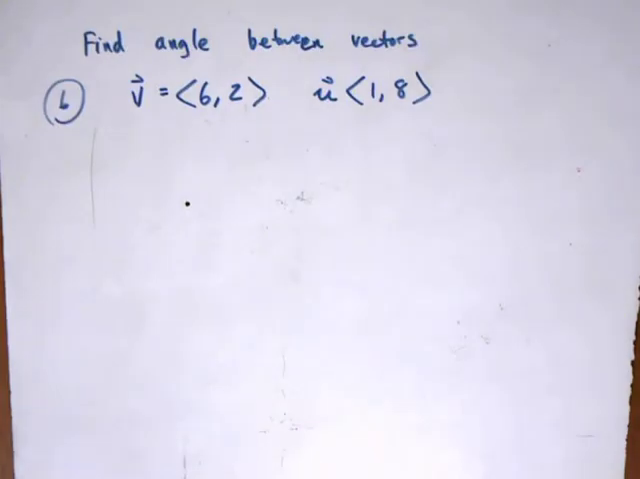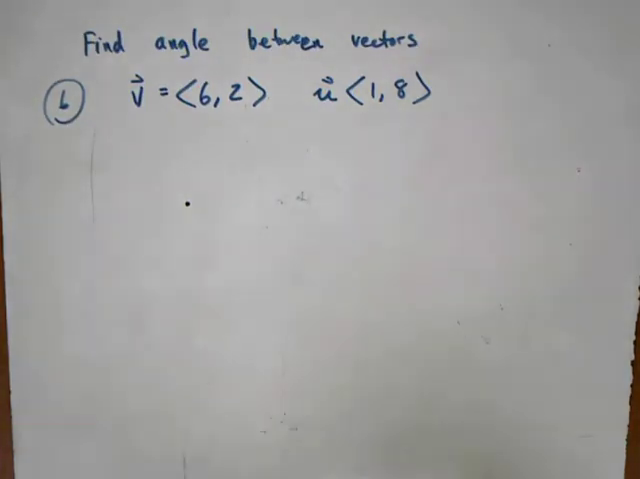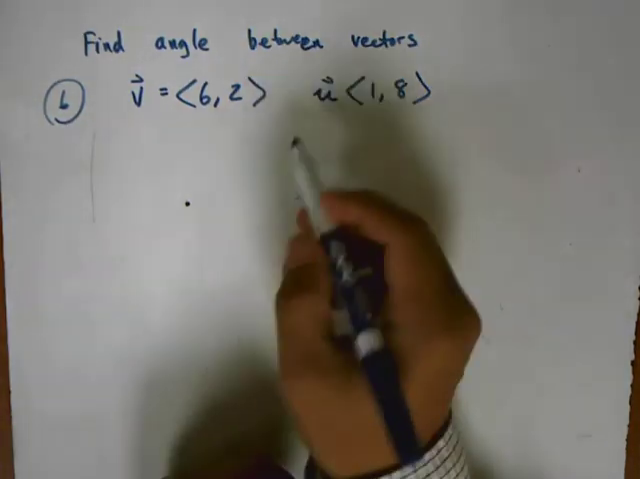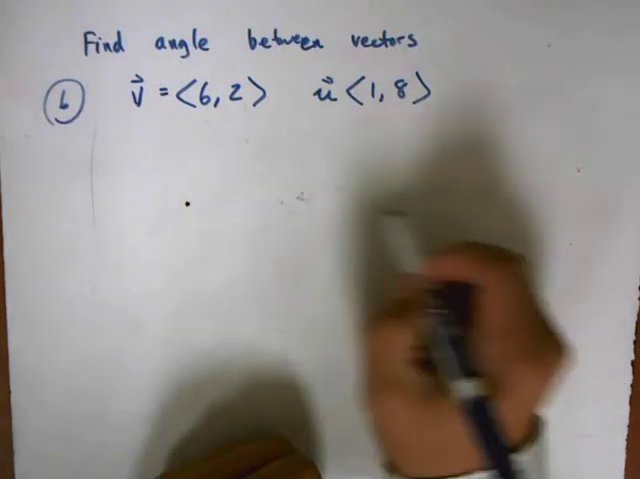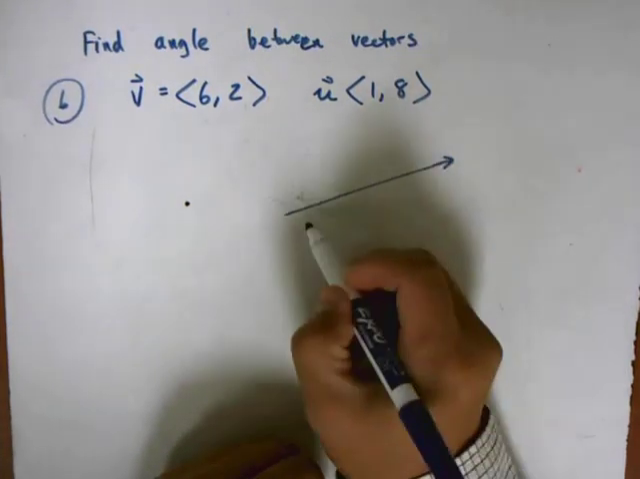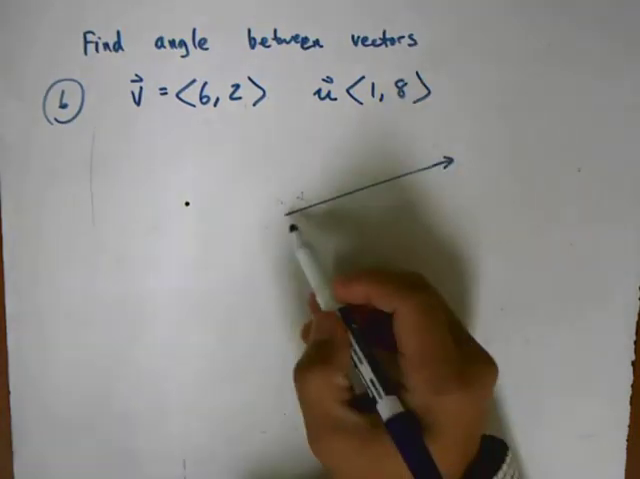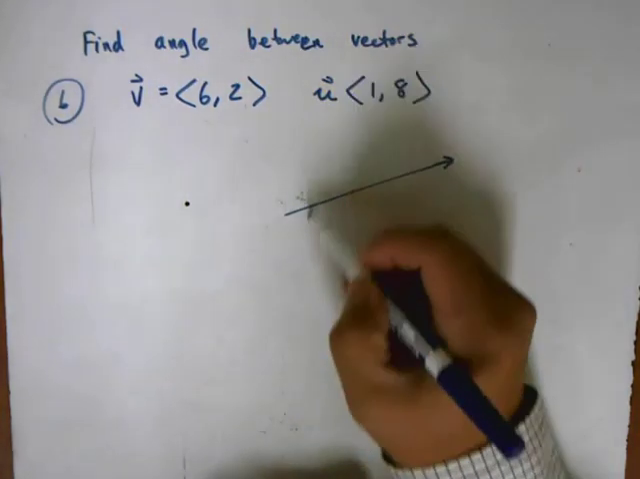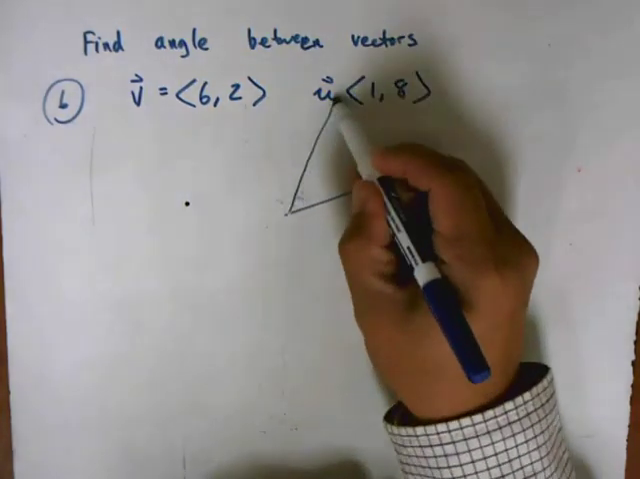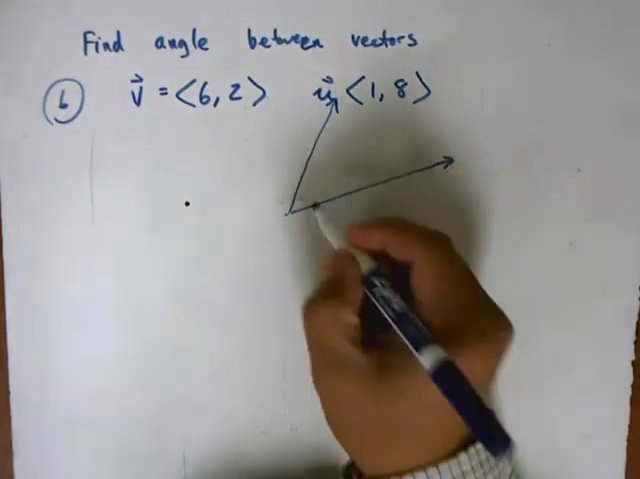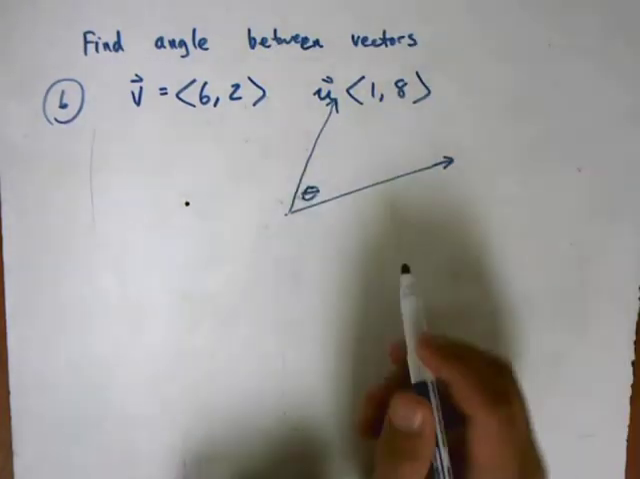So here I have a problem where the first vector is 6, 2, and the second vector is 1, 8. So 6, 2, we're going to go pretty far over 6, up 2, so it's approximately here. And then the second vector is 1, 8, so we're going to go 1 over and up 8. So pretty far up here. And then we are looking for this angle.